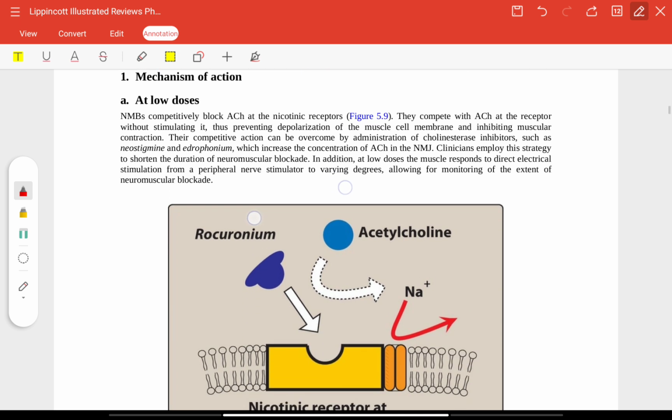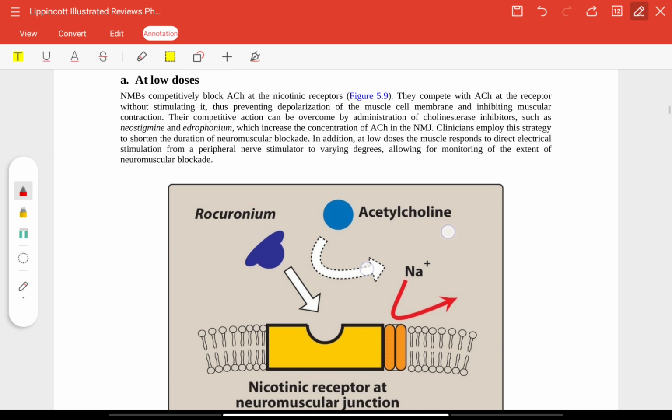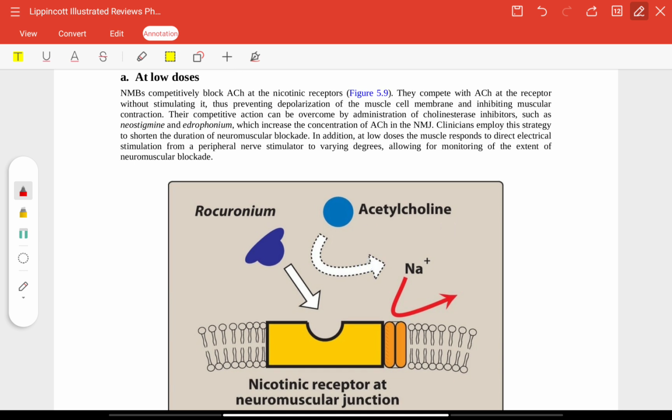Now, its mechanism of action. First we will understand the mechanism of action. Its mechanism is dose dependent. At low doses, what happens? It will block acetylcholine at the nicotinic receptor. Rocuronium comes and binds, and the acetylcholine binding is blocked. Now it prevents depolarization of the muscle and inhibits muscle contraction.